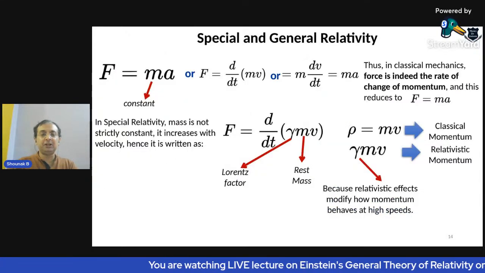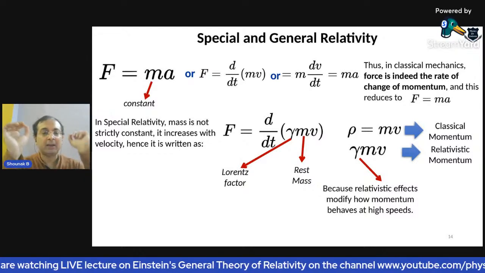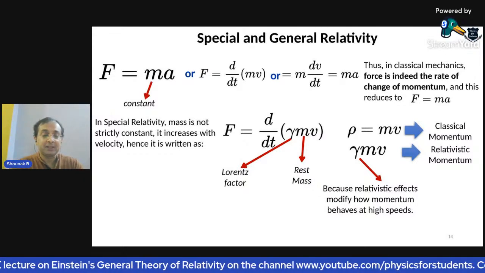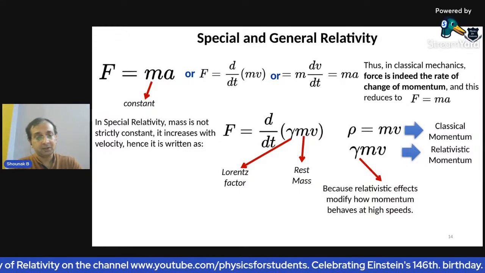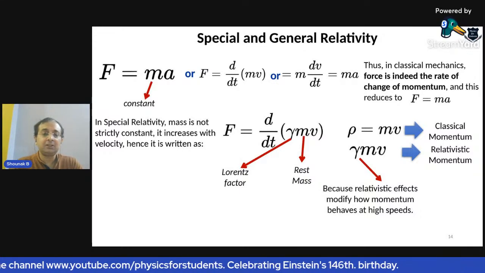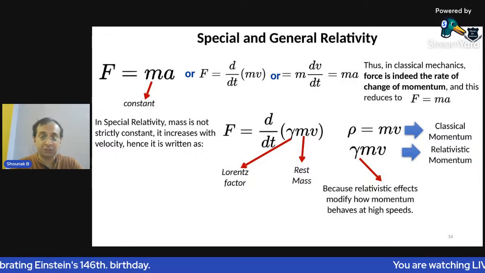Now you see, as we move in this part of our understanding, F equals ma. This is where mass is constant. Now, you know, in the special theory of relativity, mass is not constant; as we move close to the speed of light, mass changes.